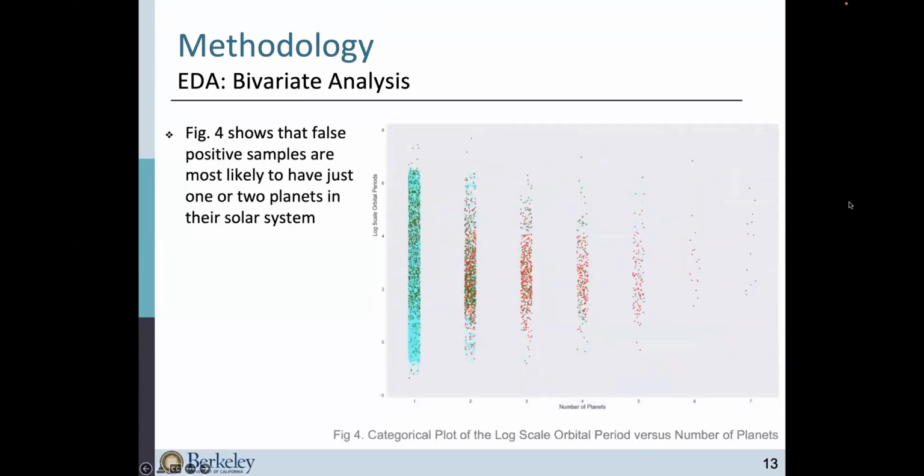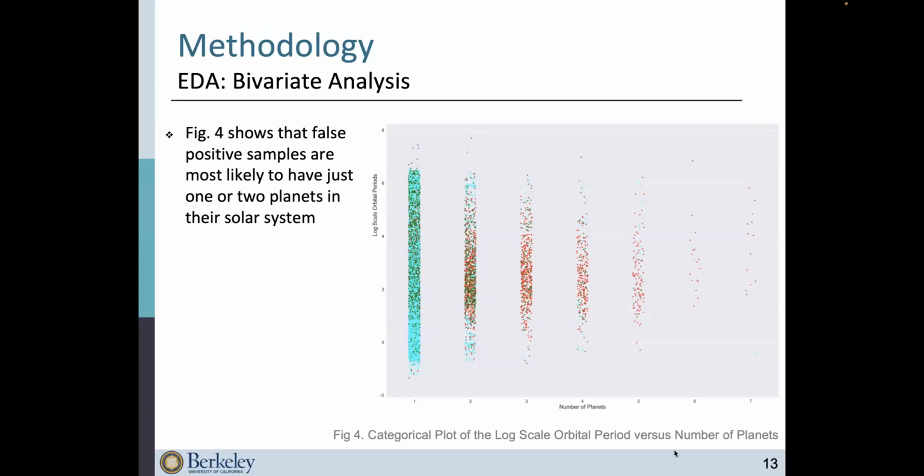And also we have the categorical plot of the log scale orbital period versus number of planets. The number of planets means the number of planets surrounding the exoplanets. For example, the number of planets of Earth is 1 because only one moon is surrounded. Yeah, so figure 4 shows that false positive samples are most likely to have just 1 or 2 planets in their solar system. Oh, sorry.